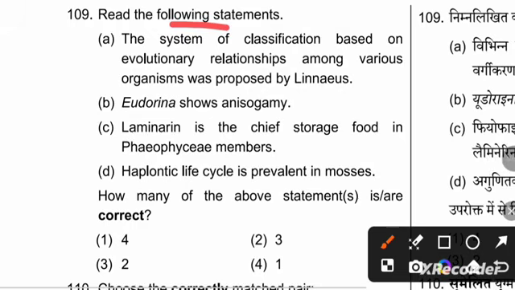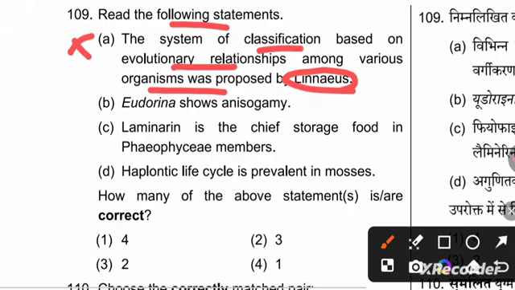Read the following statements. Statement 1. A system of classification based on evolutionary relationship among various organisms was proposed by Linnaeus. This statement is wrong because the evolutionary relationship system was given by Engler and Prantl, not by Linnaeus. So option 1 is wrong.